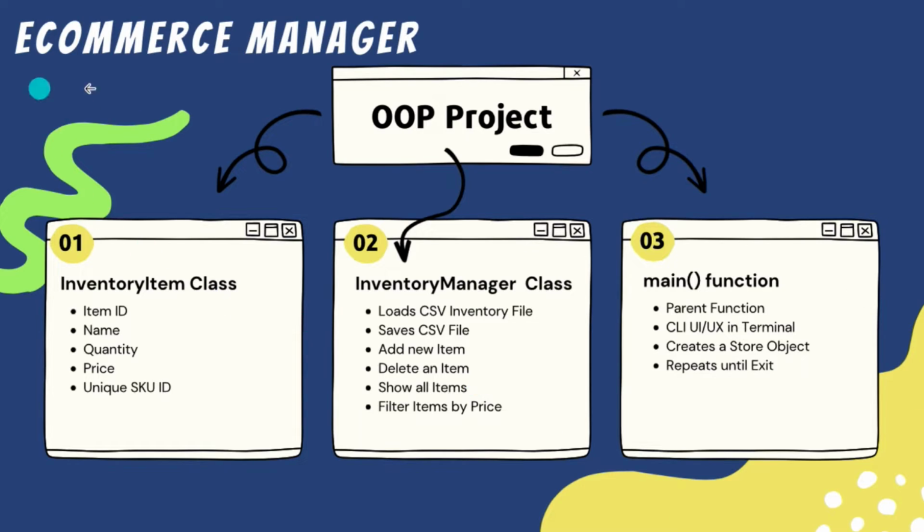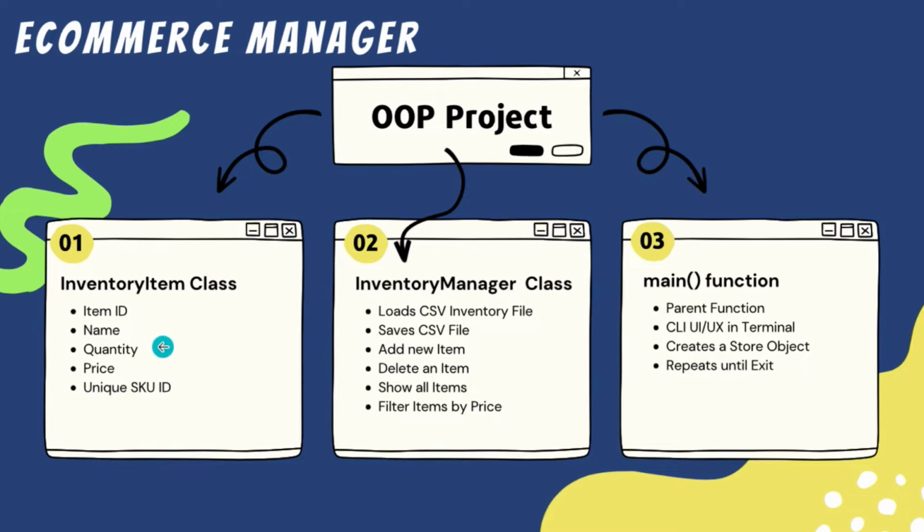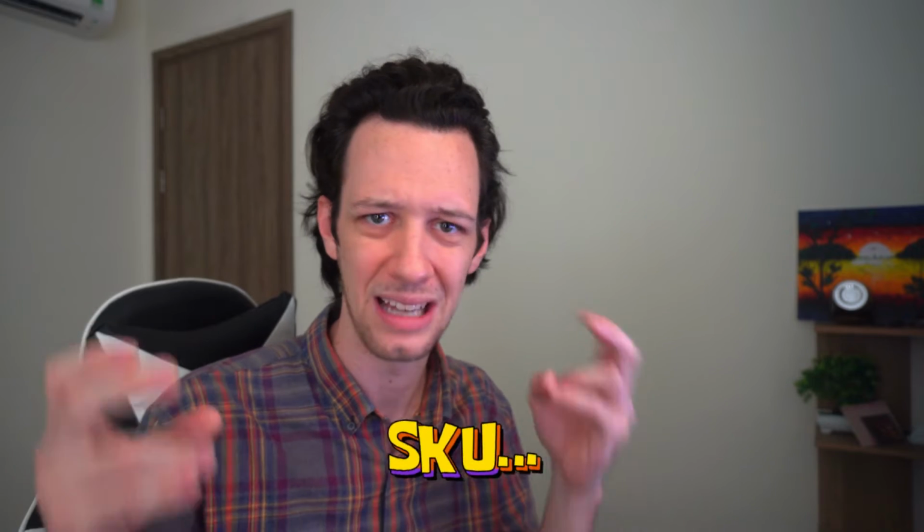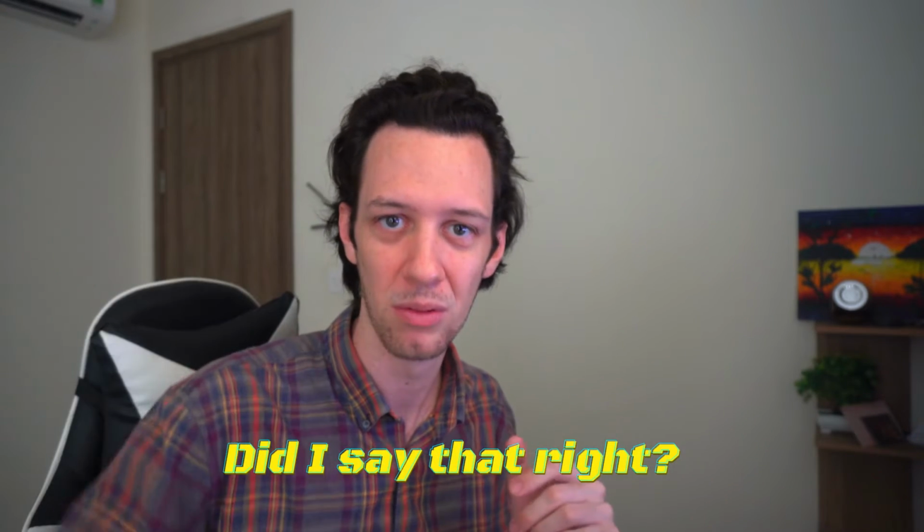Now we're doing like an e-commerce manager, and this is our overview of the project. We have an inventory item class. Now this is the class that's responsible for each item in our store's inventory, and it's going to hold the relevant information about that. So you can see an item ID, a name, a quantity, a price, a unique SKU number, right? Every item has a SKU number or ID. Am I saying that right? You let me know, okay? And that refers to that specific item. So our items need that.